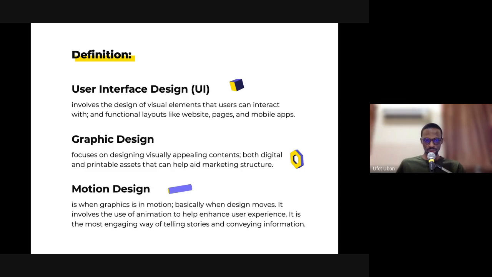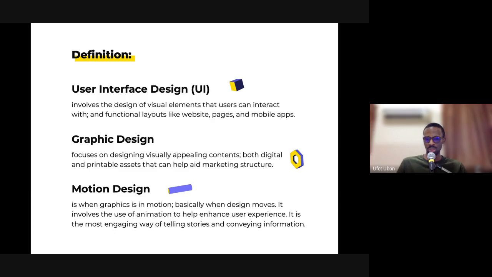And the third is motion design. Motion design is basically when graphics is in motion, when design moves. So imagine that poster was moving. Imagine my head was bouncing or the text was flowing, which obviously would be video content or GIFs, however you pronounce it. It involves the use of animation to help enhance user experience. It is also quite the most engaging way of storytelling.